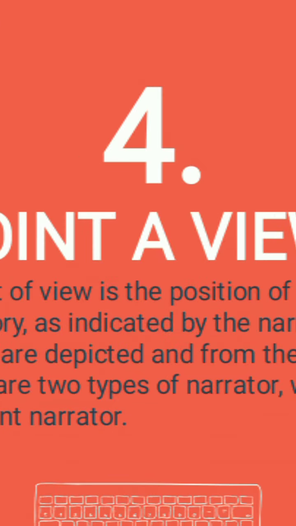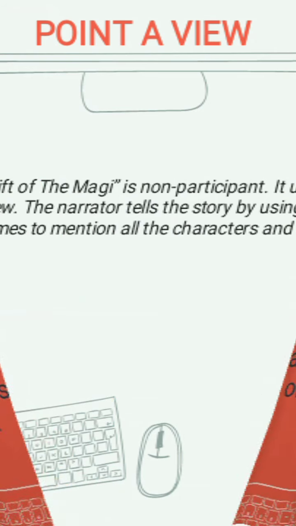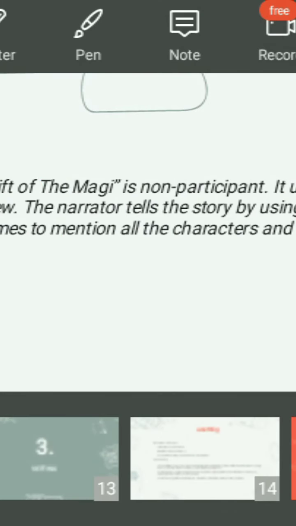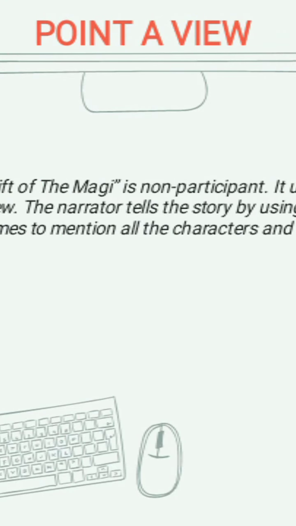Next, we have point of view. Point of view is the narrator's position in relation to the story, which is indicated by the narrator's view from which the events are depicted and from the attitude towards the characters. There are two types of narrators, named participant narrators and non-participant narrators.